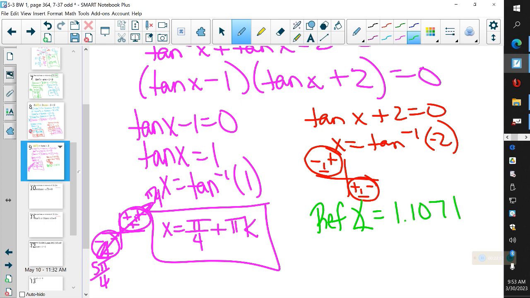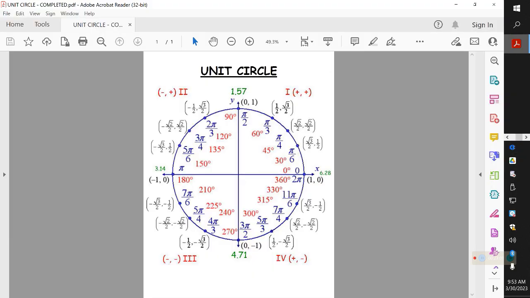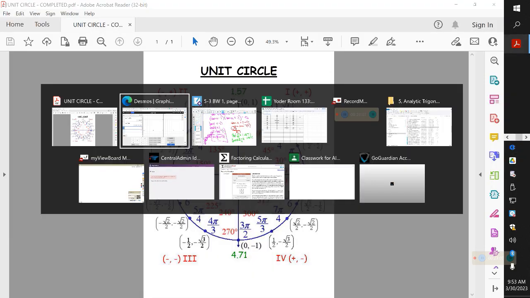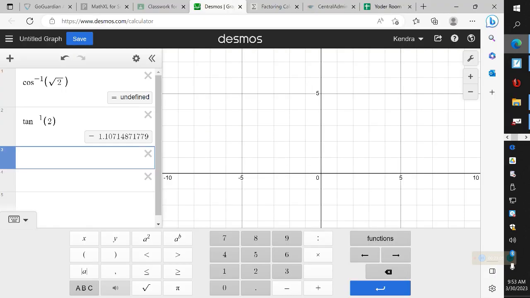Now, if we're in quadrant 2, the way we get that is we're going to take pi minus that decimal. And that is going to give us our quadrant 2. Now, I'm going to cheat, and I'm going to simply type right up here, pi minus that. Because I want to land in quadrant 2. Pi is 180 degrees, and if I subtract that off, I'm going to get 2.0344.